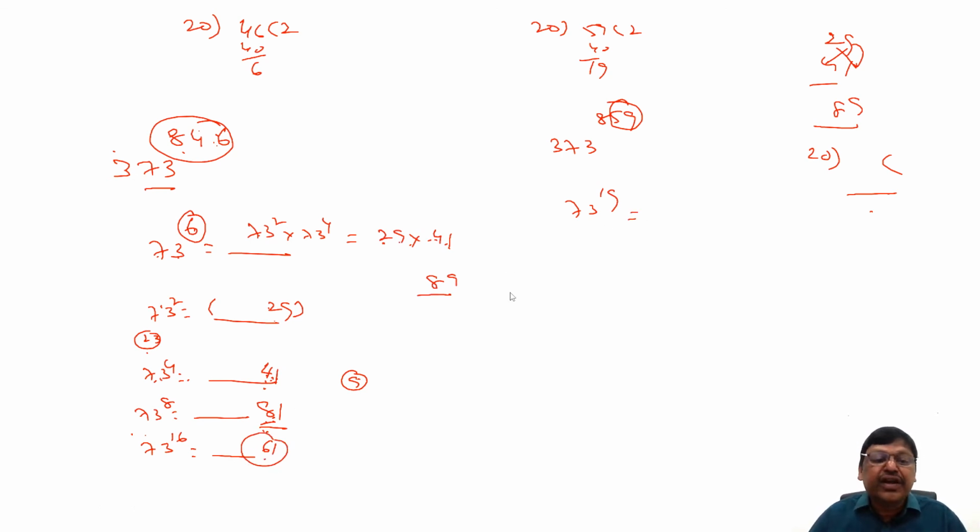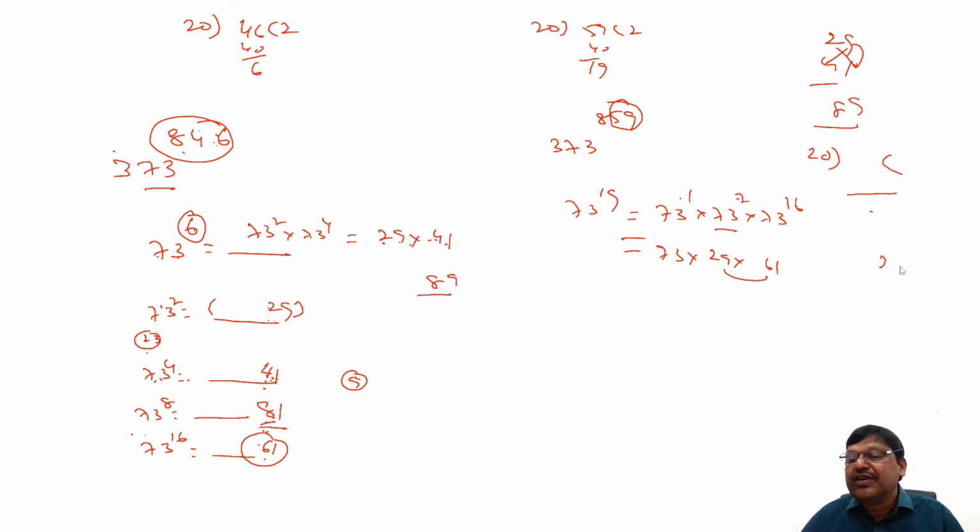Now 73 power 19 means, can I not write it as 73 power 1 into 73 square into 73 power 16? 16 plus 2 plus 1, 19, right? 73 power 1 ends with 73. 73 square's last two places is 29. 73 power 16's last two places is 61. Now first multiply these two and take the last two places. 29 into 61, what is the last two places? 9 ones 9. 2 ones 2, 9 sixes 54, 56, so 69.